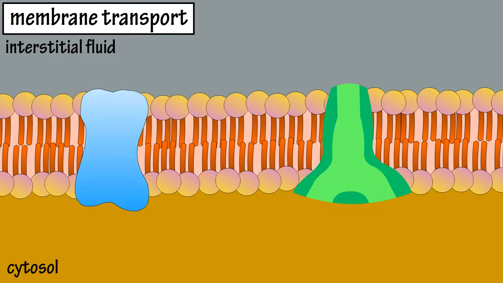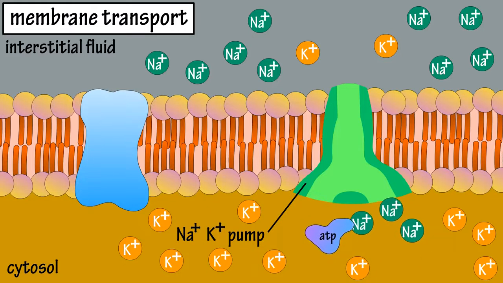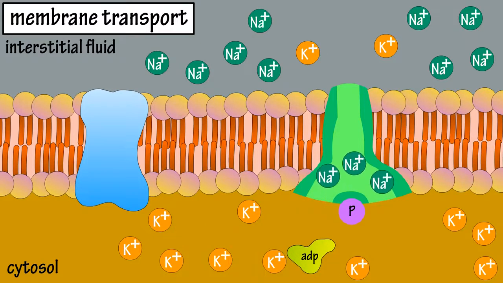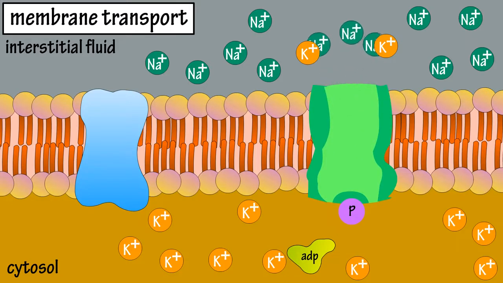Here we have a membrane along with a sodium-positive and potassium-positive protein pump. 3 sodium ions and ATP bind to the pump, ATP being like fuel or the form of cellular energy. In order to release that energy, ATP breaks down into ADP and P. P binds to the pump, and the release of energy causes the pump to change shape and release the sodium positive ions into the interstitial fluid.